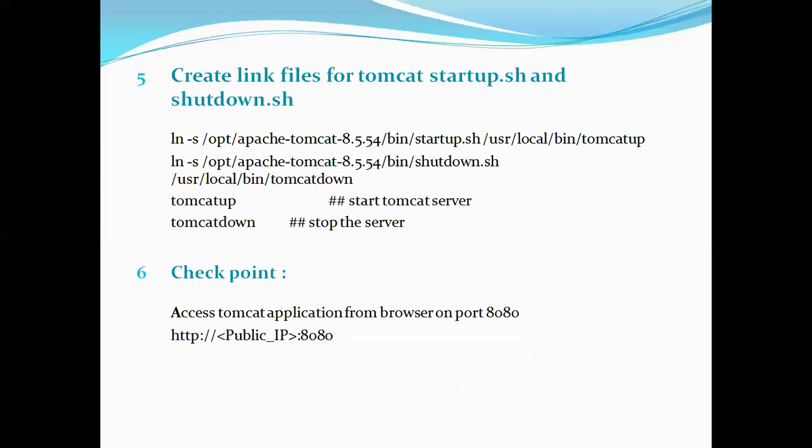Next step is to create a soft link, since every time we need to go to this location and start this server using the startup.sh file, and we can shut down using the shutdown file. It's very difficult to go to this location every time and execute this file. So we can set up a soft link so that we can easily start from any location: tomcat-up for starting, and for shutdown, tomcat-down. And you can access Tomcat server using public IP and port number 8080.